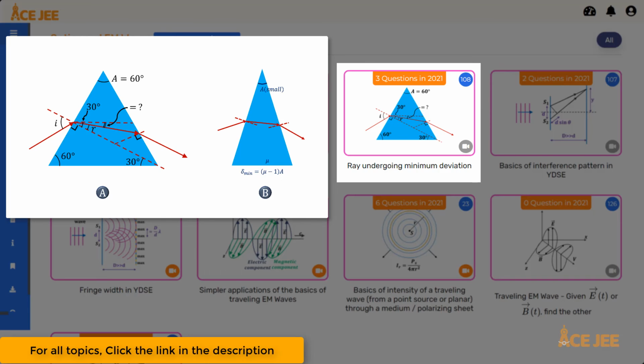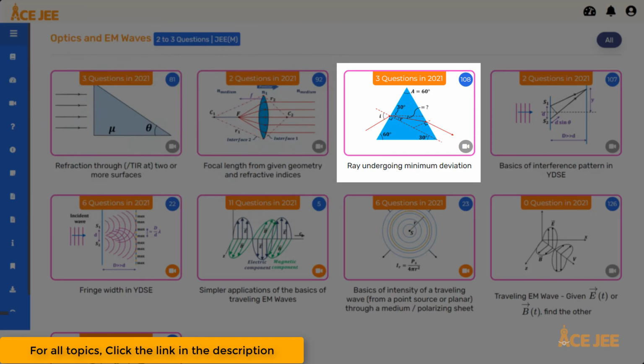Also remember that in case of thin prisms, meaning apex angle is small, incident angle for minimum deviation reduces to mu times A by 2, or we can say minimum deviation is equal to mu minus 1 times apex angle A. So go through the questions to get more comfortable.